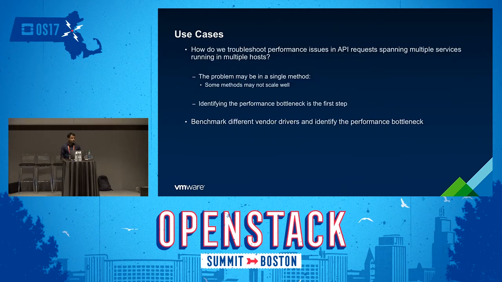So assume that we have a performance issue in one of these commands. How do we troubleshoot it? We don't know which service the performance issue may be in, because a lot of services are involved. And these services are running on multiple hosts, so we don't know where to start. The problem may be in a single method. It's often the case that some methods don't scale well, and that may be the reason why we have a performance issue. So identifying the performance bottleneck is the first step in diagnosing these kinds of performance issues.